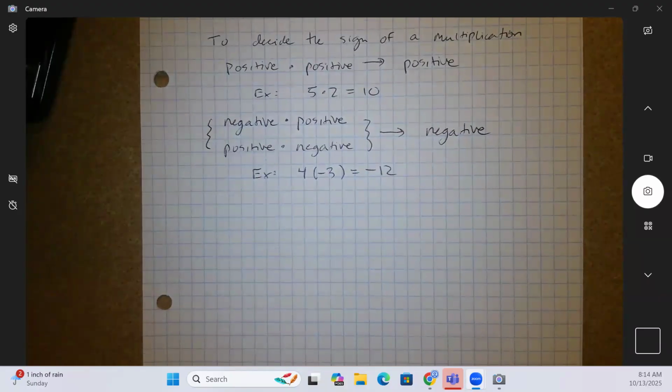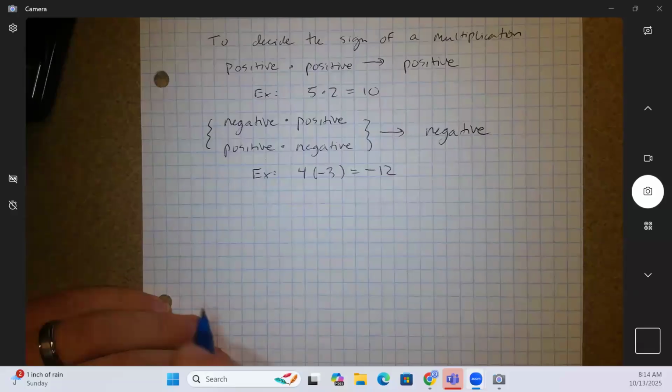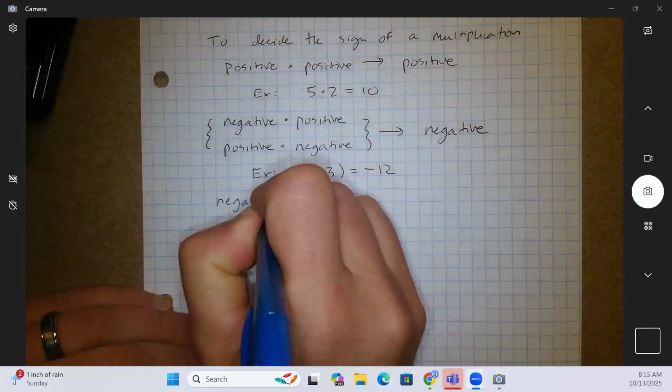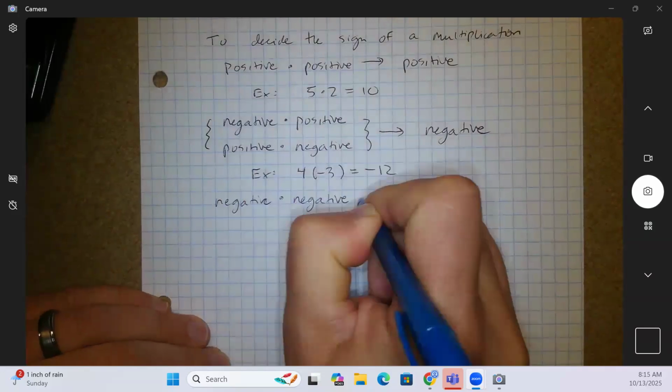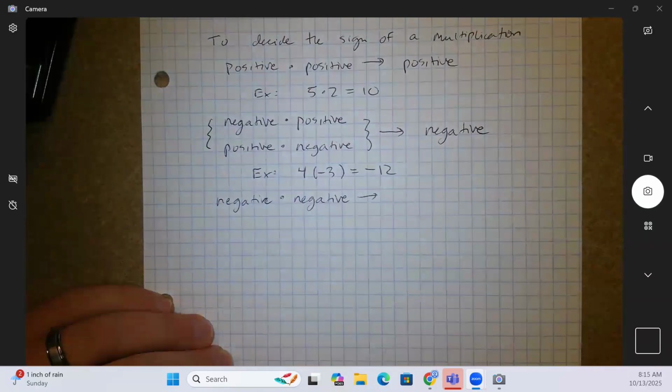And there's one other possibility, which is a negative times a negative. This will always give you a positive.